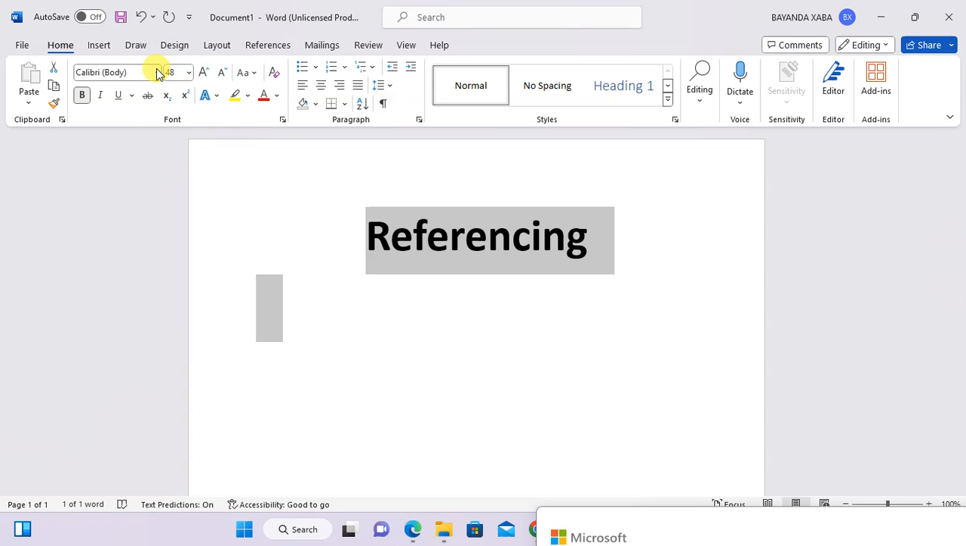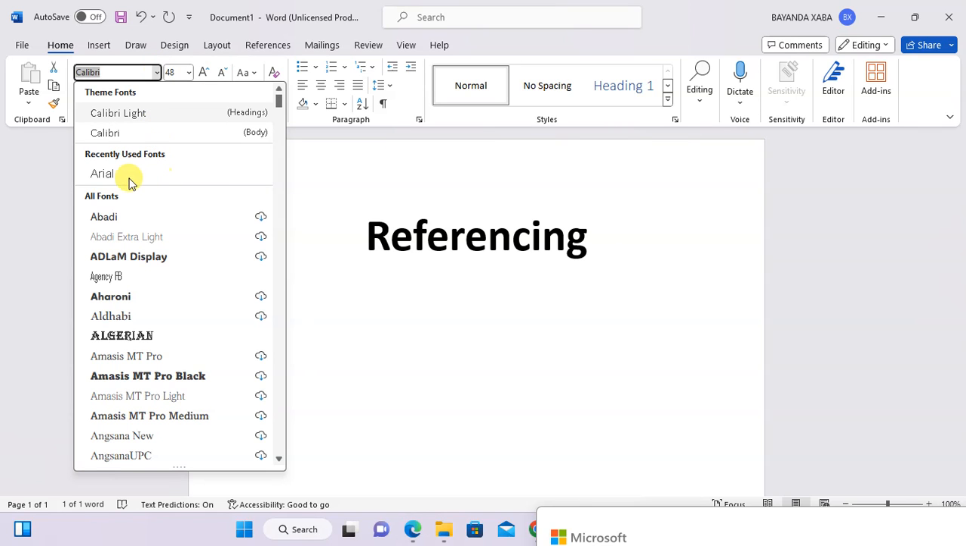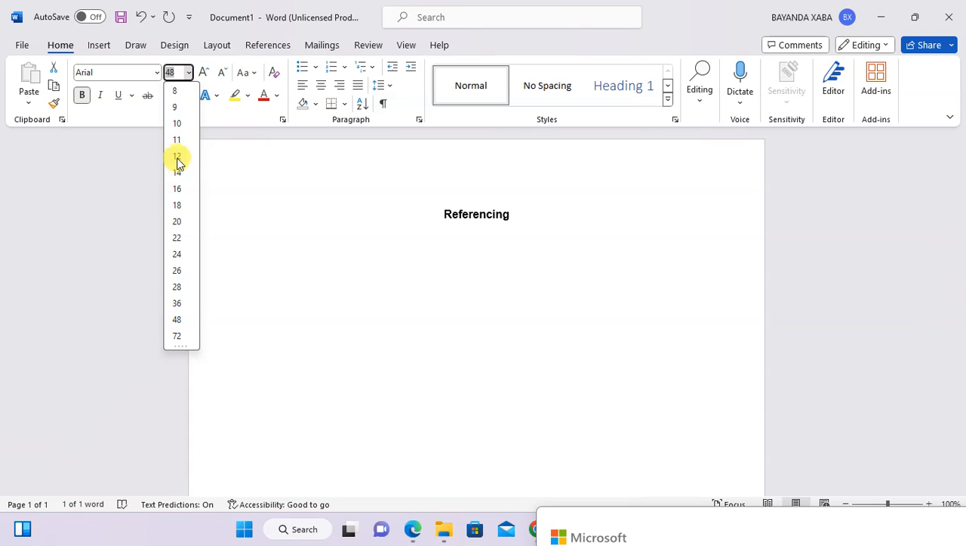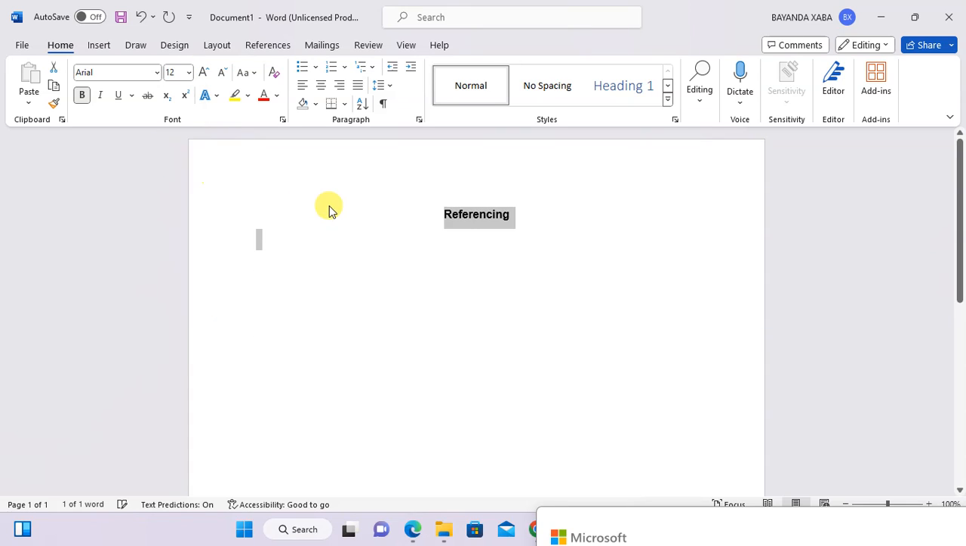Okay. So the first thing that you must know in terms of referencing is that we only use Arial, and then we use size 12. So you choose Arial size 12 for referencing. When you are writing any assignment in UNISA, you choose Arial size 12, okay?